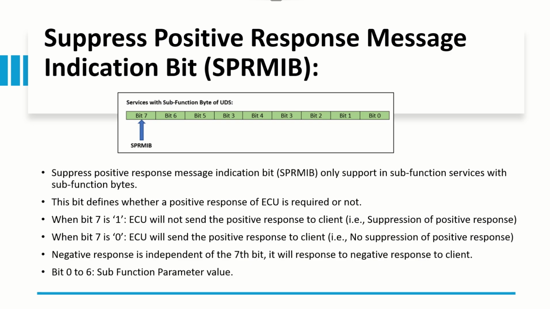One key thing to remember is that negative responses are independent of bit 7. This means that even if positive responses are suppressed, negative responses will still be sent if there is an issue. Lastly, bits 0 to 6 in the subfunction byte are used for the subfunction parameter values, which define specific actions for the service.